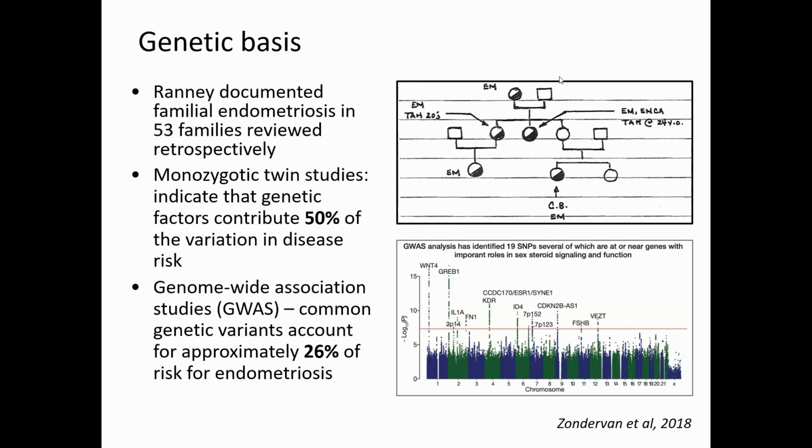Endometriosis has been fortunate as a gynecologic disease condition to have very large genome-wide association studies done to explore a genetic component to the disease. The most recent genome-wide association study revealed that 26% of the risk for endometriosis was accounted for by the genetic variants that were seen in the study.